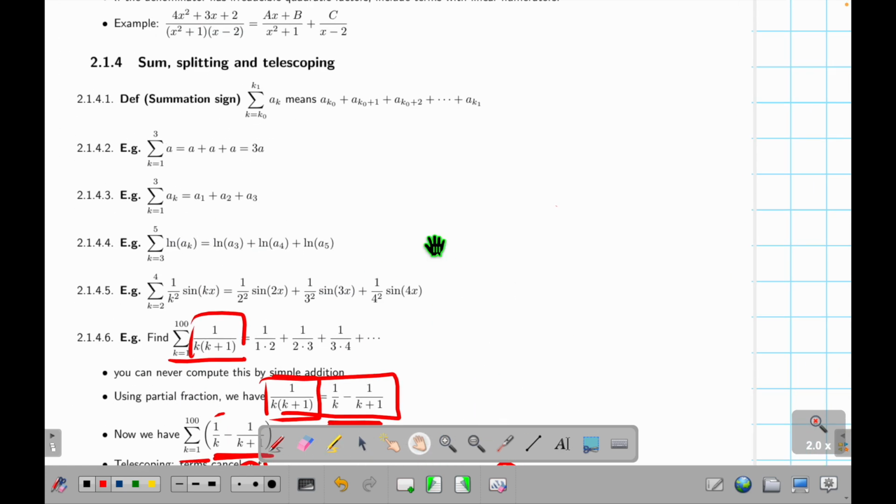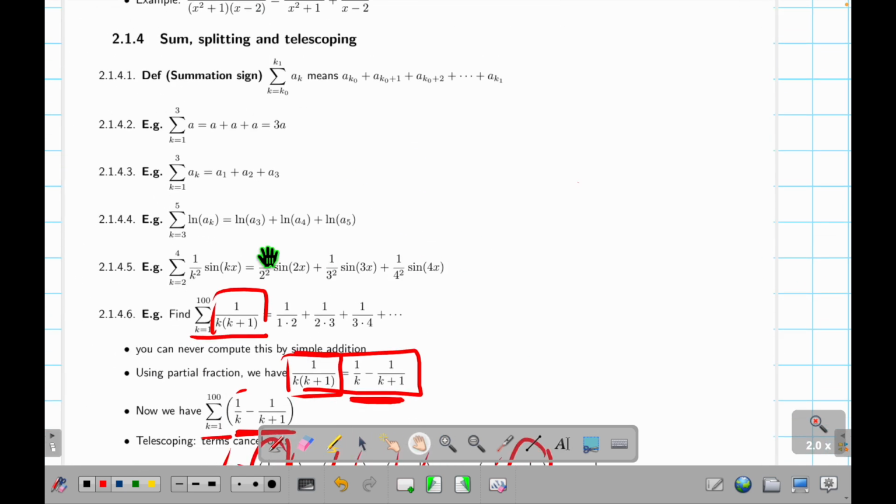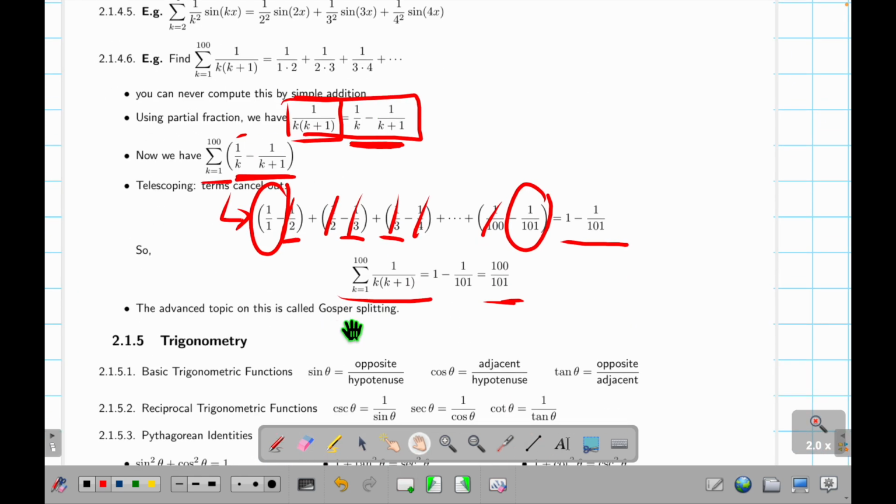This thing is called a telescoping sum. It's a very powerful technique for handling this kind of thing. You may wonder, is there an advanced version of this? Yes, this is called Gauss-Bonnet splitting.